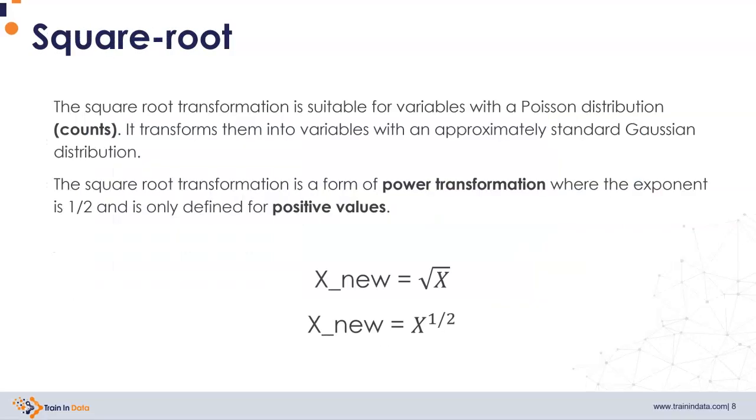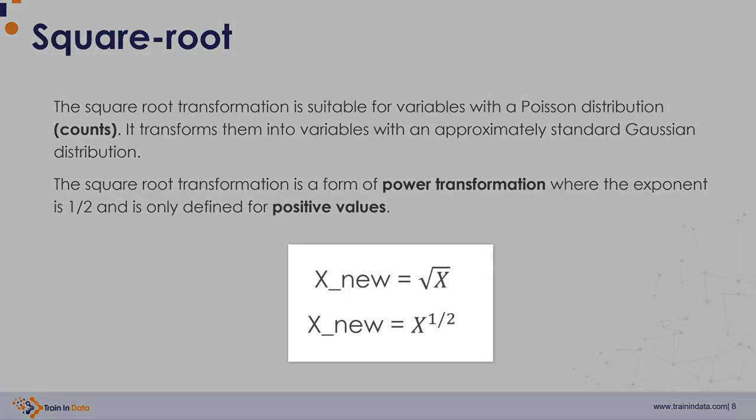The square root transformation is usually singled out as a mathematical transformation because it is suitable for variables with a Poisson distribution, and variables that usually follow a Poisson distribution are those that are counts, for example, number of children, number of pets. The square root transformation tends to transform variables that are counts into a new variable with an approximately standard Gaussian distribution. The square root transformation is a form of power transformation where the exponent or the power is 1 over 2 or 0.5, and it's only defined for positive values.